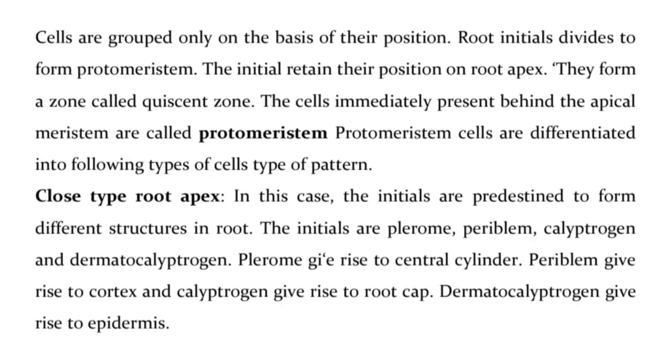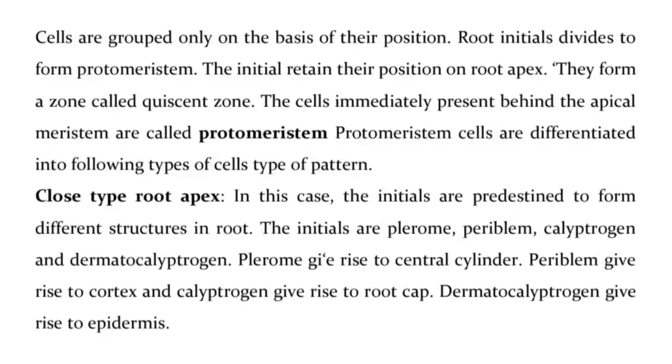Cells are grouped only on the basis of their position. Root initials divide to form protomeristem. The initials retain their position on root apex. They form a zone called quiescent zone. The cells immediately present behind the apical meristem are called protomeristem. Protomeristem cells are differentiated into the following types of cells.